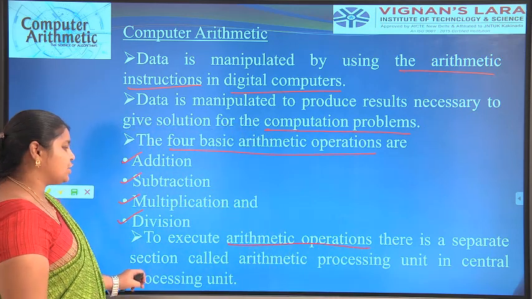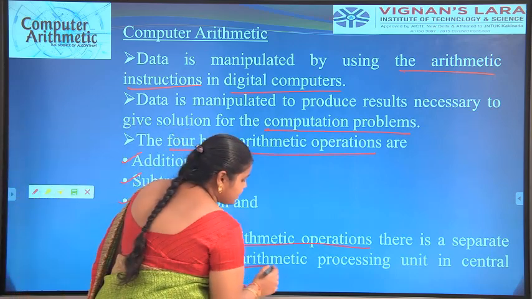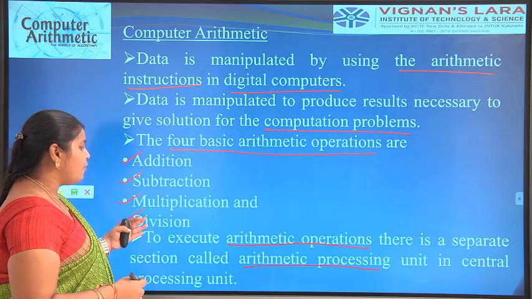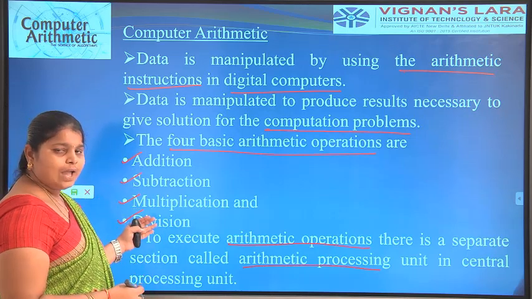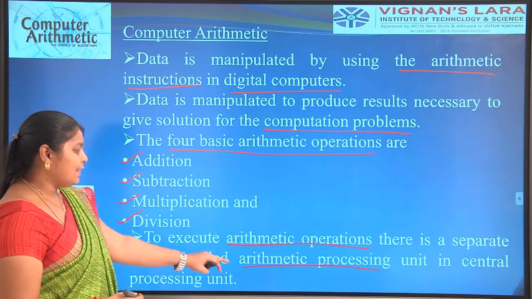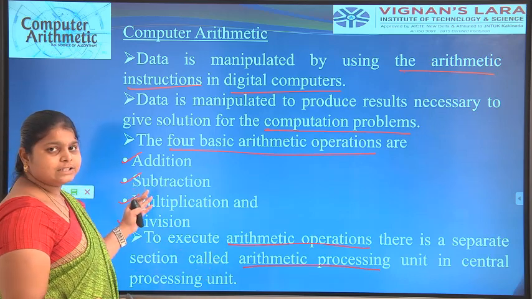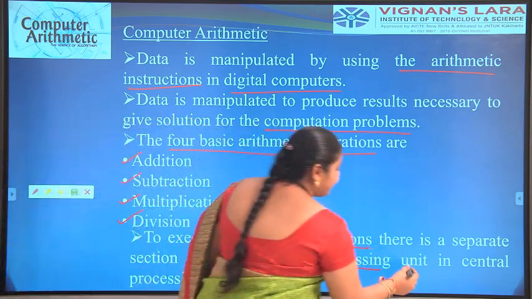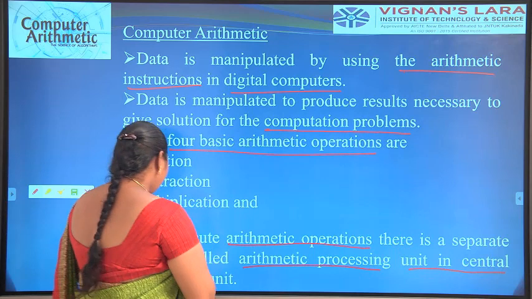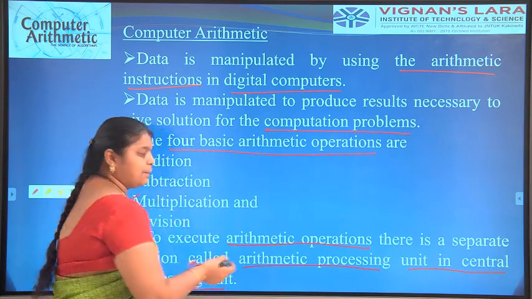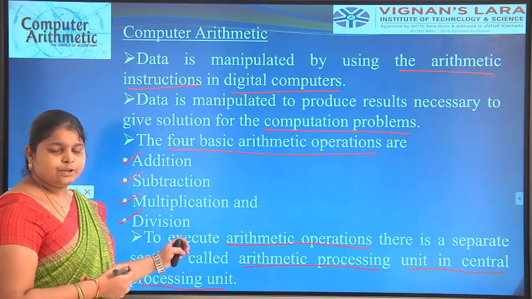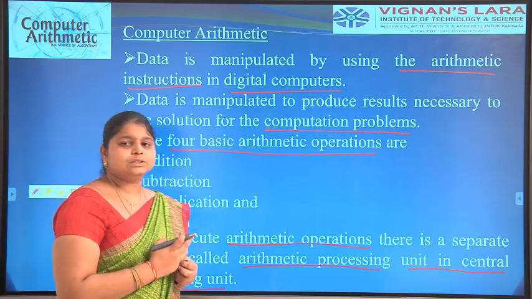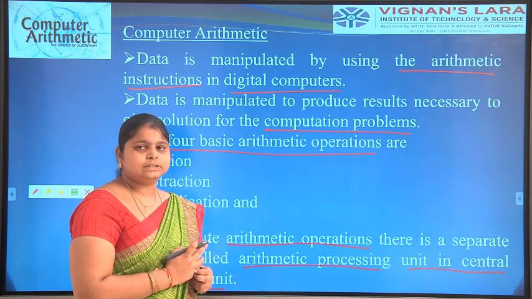To execute these four types of arithmetic operations, we have a separate section called arithmetic processing. These four operations can be done using the arithmetic processing unit. Arithmetic processing is done in the central processing unit. These four operations are done using the arithmetic processing in the CPU.